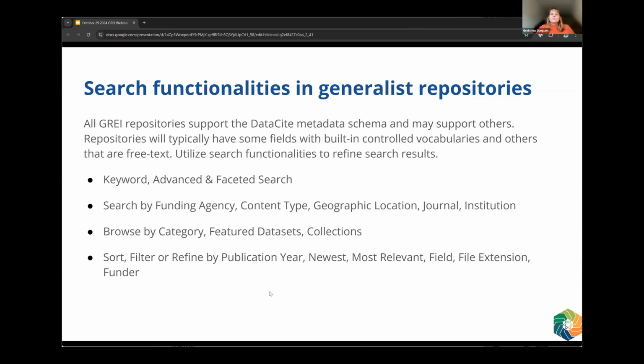And then finally, lots of repositories will offer you options to browse if you don't have a very clear idea of what types of data might exist. Being able to look through featured data sets or collections can give you a sense of how to make a more precise query from what you see. And then finally, use all of the sorting and filtering and refining that you can. Publication year, most recent, sometimes file extension or funder can be useful as well.